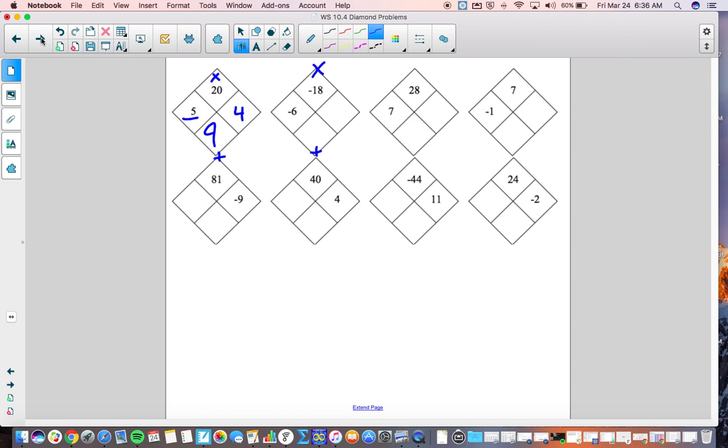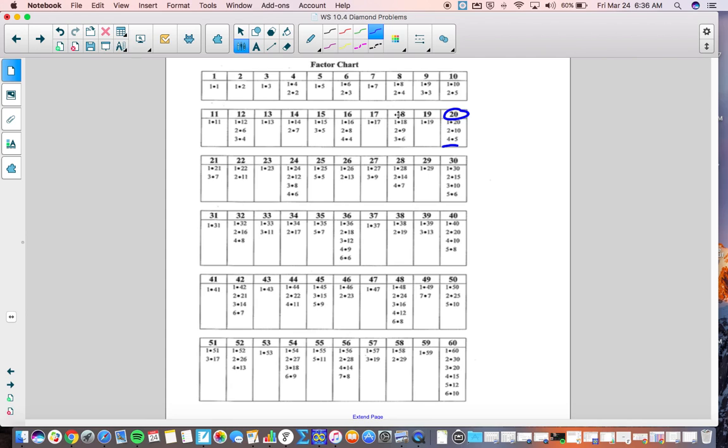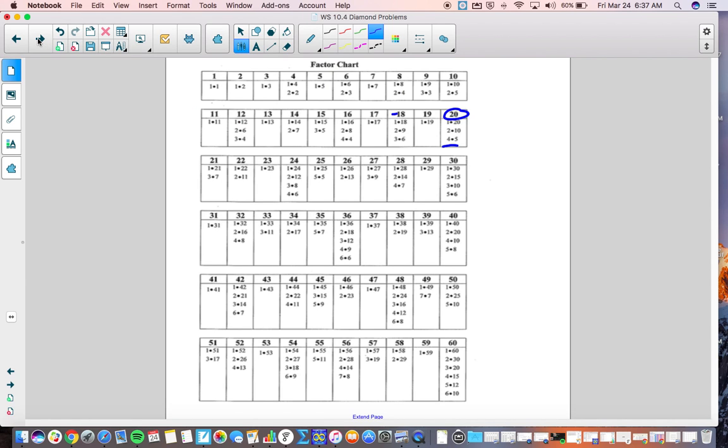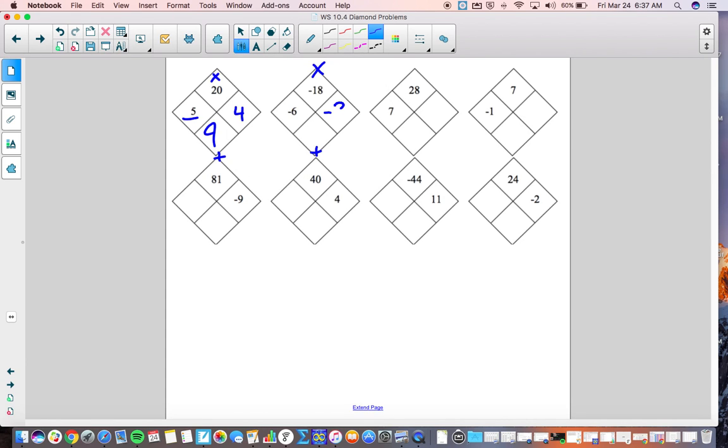Now here it's negative 18, so if we're going to use our factor chart, think of this as a negative 18, and then really either this first number is negative or the second number is negative. So let's see here, what do we have? Well, if the 6 is negative, 6 and what makes 18, 6 and 3? Well, the 6 was positive, so the 3 has to be negative. I misspoke. The 6 was negative, so the 3 has to be positive.